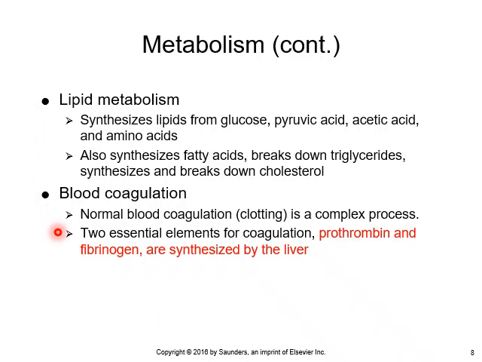Blood coagulation happens in the liver, where there are two elements for coagulation, prothrombin and fibrinogen. They are both synthesized by the liver, and prothrombin and fibrinogen help with coagulating the blood, so like helping with preventing bleeding.